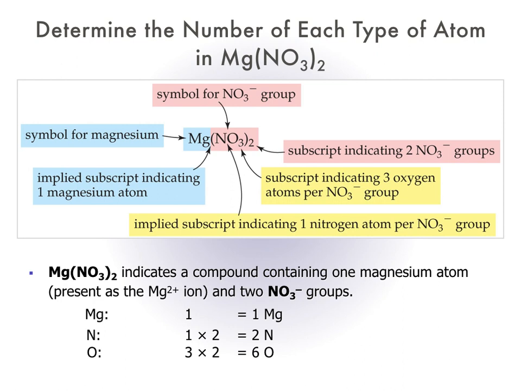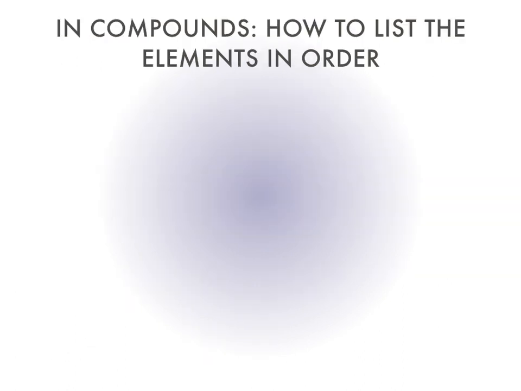So that is essentially how you read this particular ionic compound, and that's how you're going to read the subscripts and the parentheses and all that good stuff. Okay, so it's important for you to understand how to list elements in the correct order when you're writing compounds. So there's a set of rules that you have to follow.